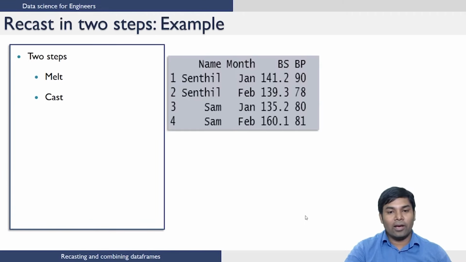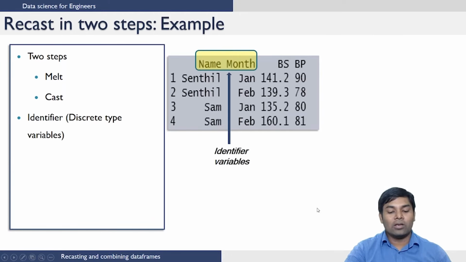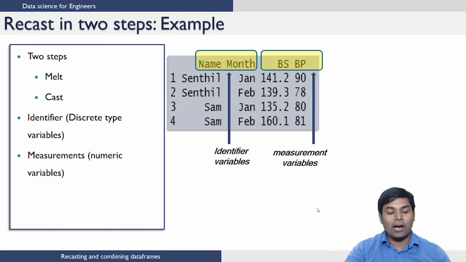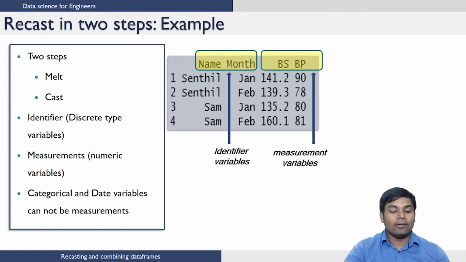This is the data frame you have. When you want to use the melt and cast commands to recast the data frame, you need to identify what are called identifier variables and measurement variables of your data frame. The rules for identifying these are: most of the discrete type variables can be identifier variables, most of the numeric variables can be measurement variables, and there are certain rules for measurement variables, such as categorical and date variables cannot be measurement variables.